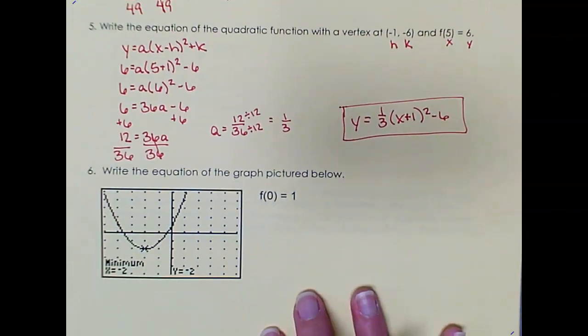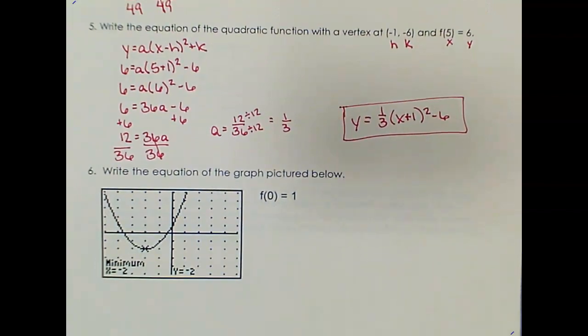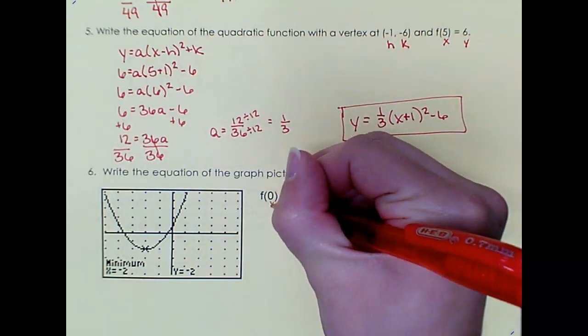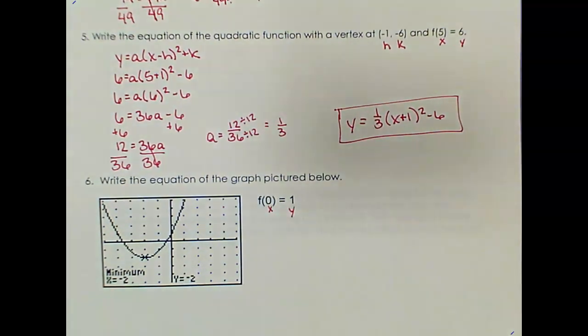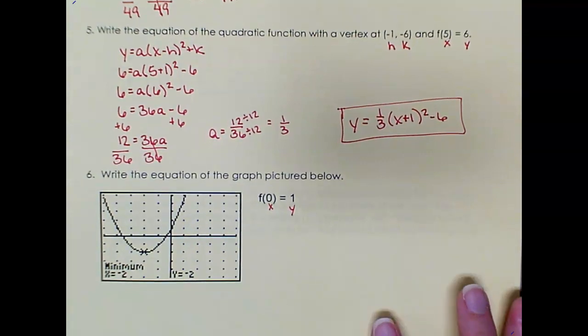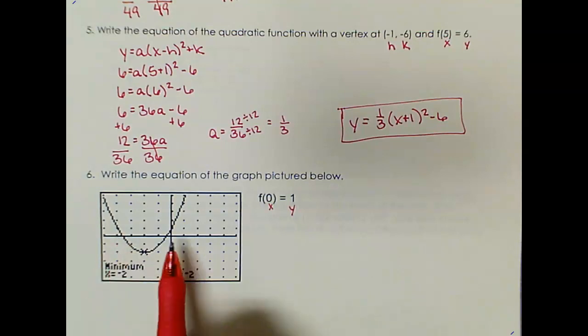So let's move on to number 6. It says write the equation of the graph pictured below. So we have an x value, we have a y value. We probably could have picked out tons of other values for x and y from this parabola. Notice that the roots are not nice, pretty numbers.